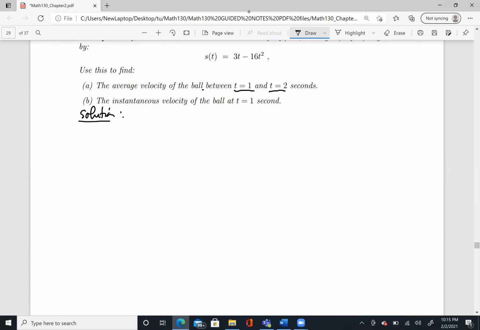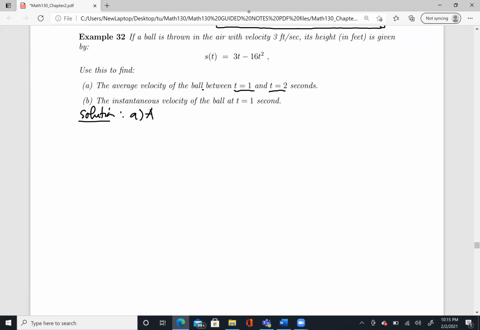So the solution. First is A, the average velocity on [1, 2], which is going to be equal to f of 2 minus f of 1 over 2 minus 1.